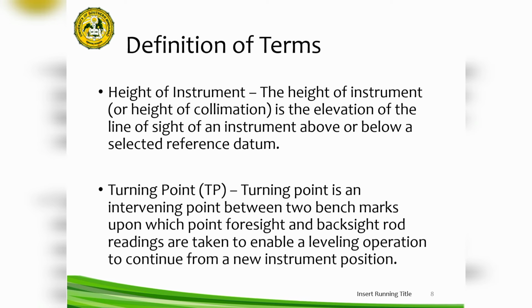Height of instrument. The height of instrument or height of collimation is the elevation of the line of sight of an instrument above or below a selected reference datum. Turning point. A turning point is an intervening point between two benchmarks upon which foresight and backsight rod readings are taken to enable a leveling operation to continue from a new instrument position.